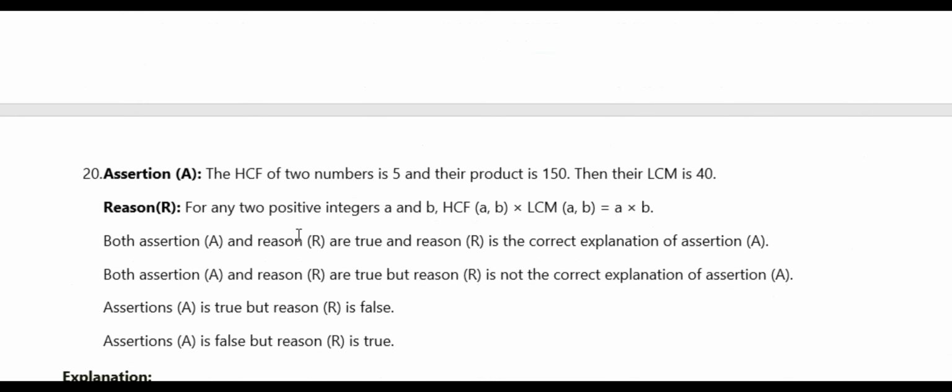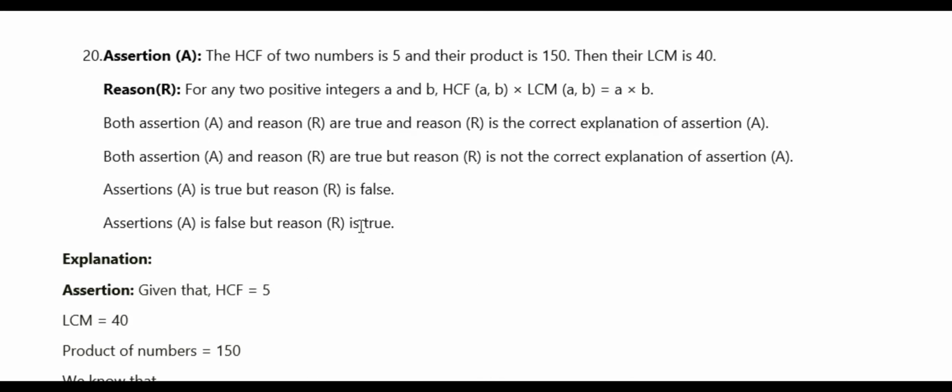The next question, and the last question of this session, is number 20. The HCF of two numbers is 5 and their product is 150. Then LCM is 40. For any two positive integers a, b, HCF times LCM equals the product of the two numbers. So an assertion is given.